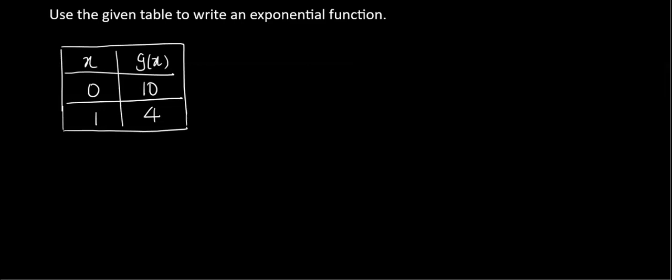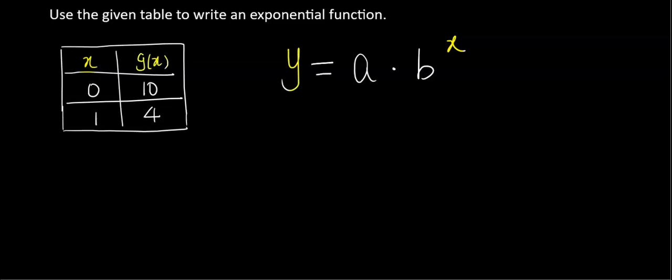We're going to use the given table to write an exponential function. It's like building a house. Before the house comes into being, you already have the blueprint, the structure, how you want to build it. So your house looks like this: y equals a times b to the x power. This is your structure. Remember, x is input and y is output.